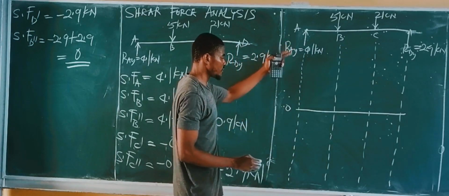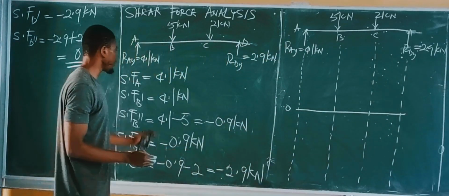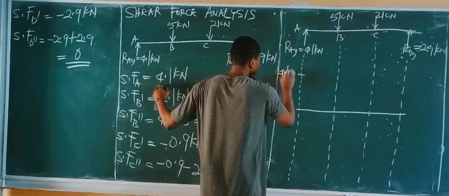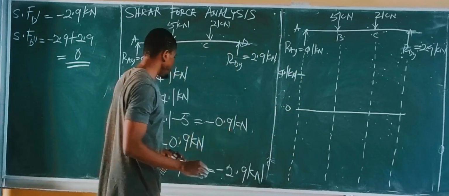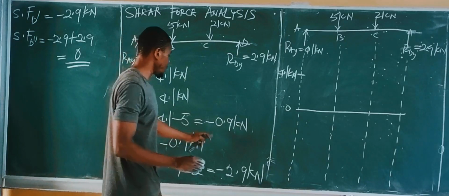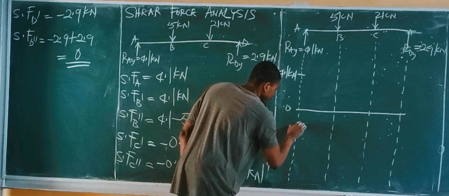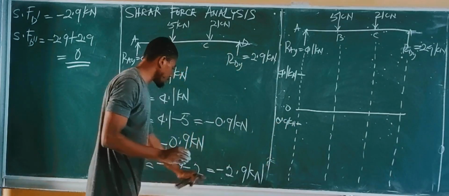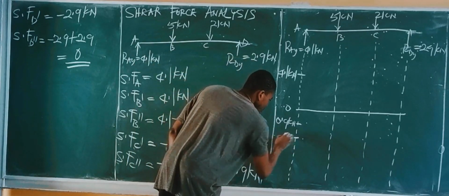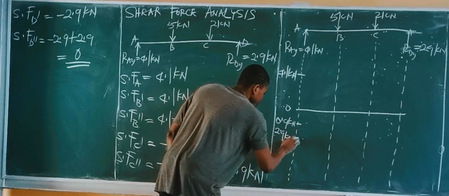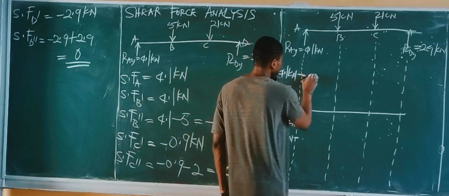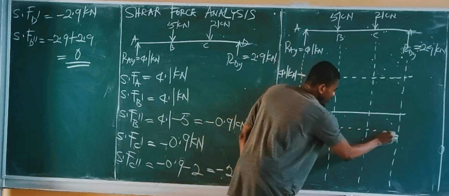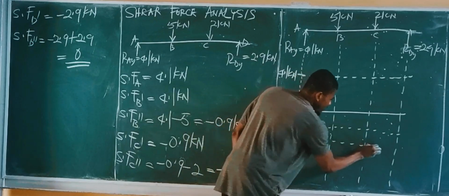So above is positive, below is negative. So the positive value we have is simply 4.1 kilonewtons. So choose some point right here, call it 4.1 kilonewtons. Okay, below is negative, so we have 0.9 kilonewtons. So this is below, which is minus 0.9. Okay, and then we have minus 2.9, so it's below. So this is minus 2.9 kilonewtons. So after this, you trace out these points, trace out each of the points all out to the end.